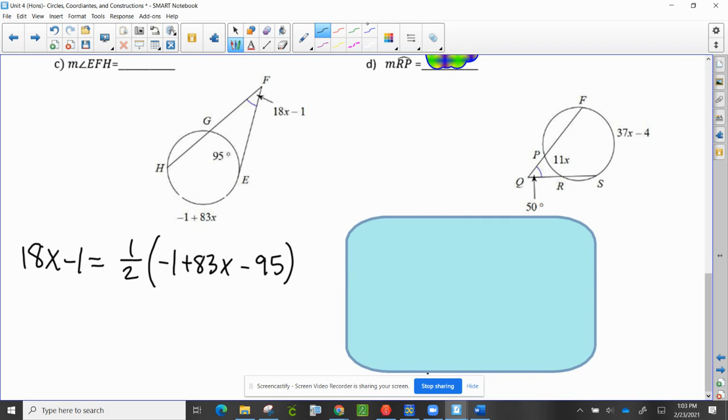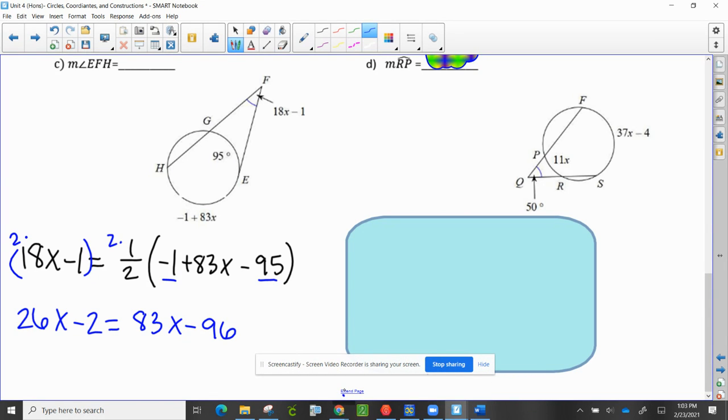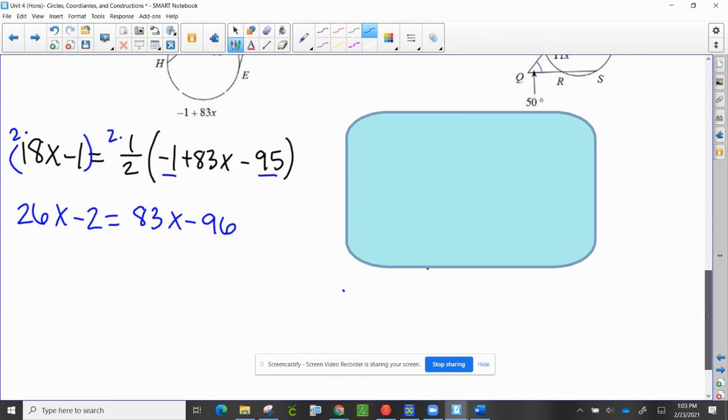All right. I'm going to get rid of the 1/2. I'm going to multiply by 2 on both sides, making sure to distribute that 2. So 26x minus 2. Here, let's see, we have -1 minus 95. So that's going to turn into 83x minus 96. And now we can solve this linear equation.